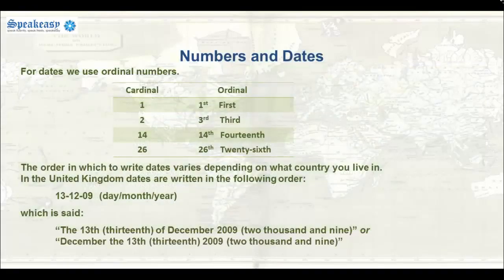Ordinal numbers are commonly used for dates. The order in which to write dates varies depending on what country you live in. In the United Kingdom, dates are written in the following order: day, month, and then year. So this can be said the 13th of December 2009 or December 13th, 2009.